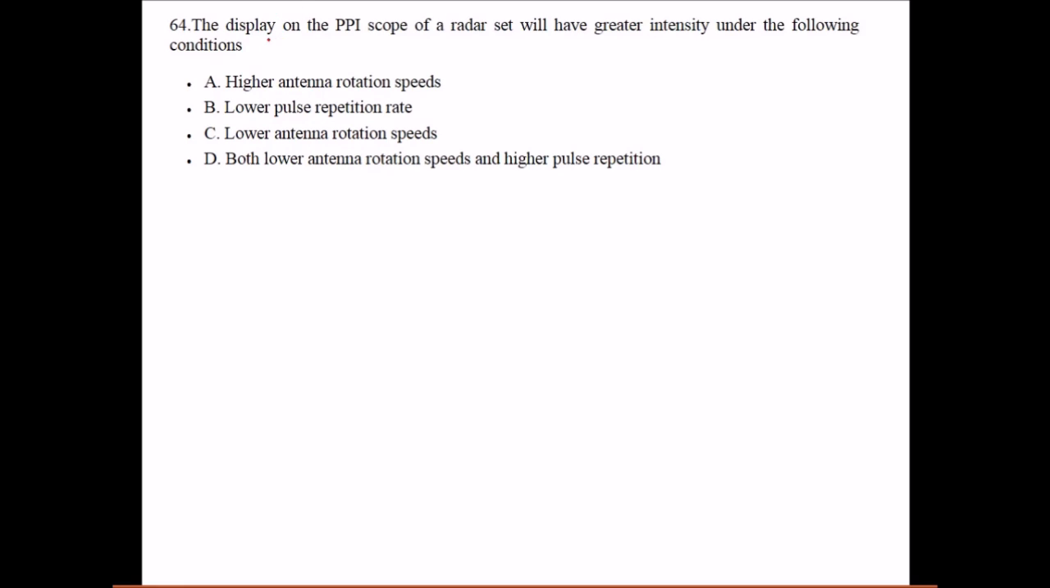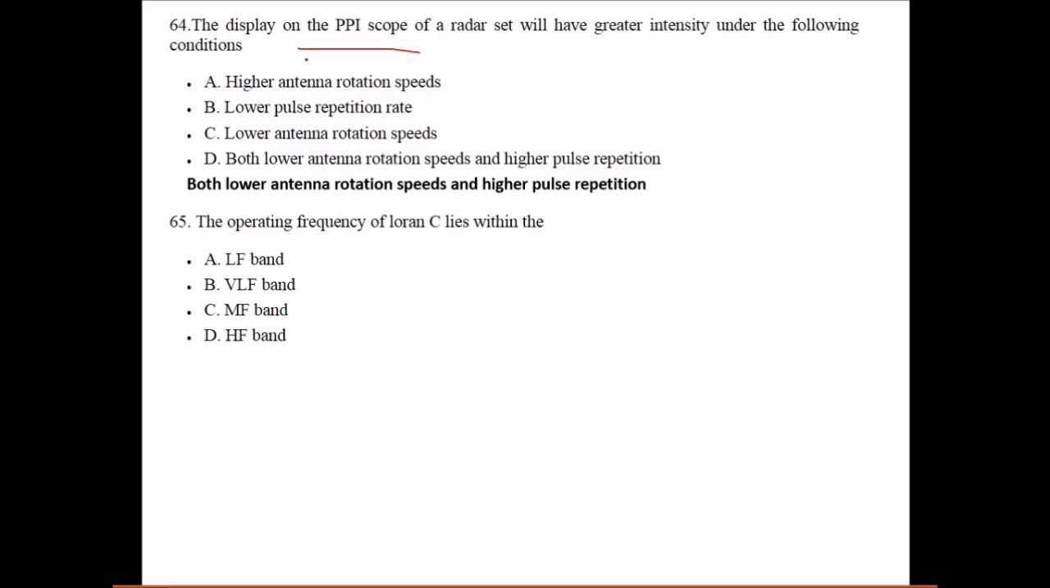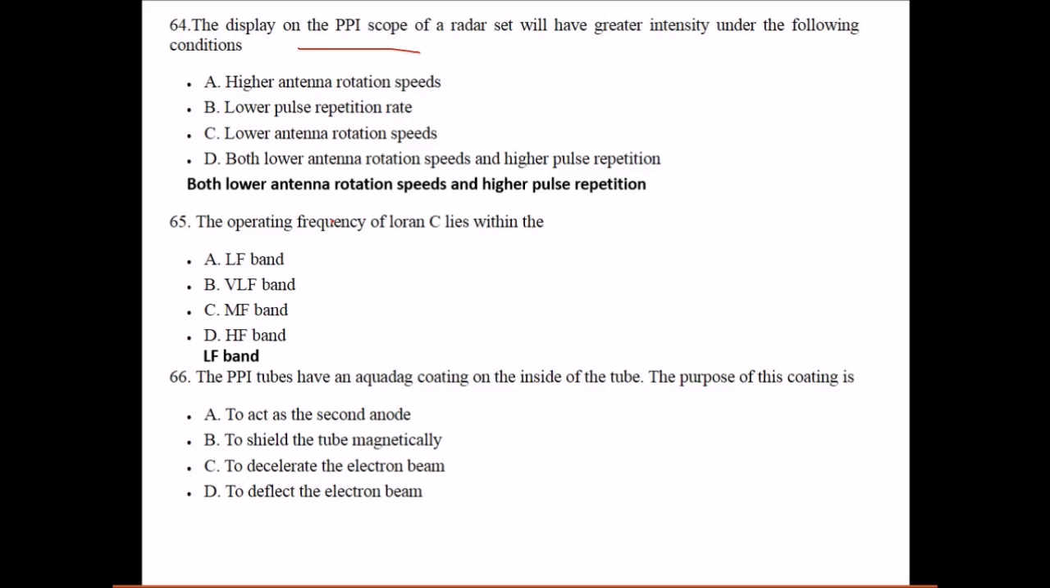And the display on the PPI scope of a radar set will have greater intensity under which condition? Both lower antenna rotation speed and high pulse repetition rate. The operating frequency of LORAN-C lies within the LF band. Okay, low frequency band. The PPI tubes have an Aquadag coating inside the tube. The purpose of the coating is to act as a second anode. We have seen this.